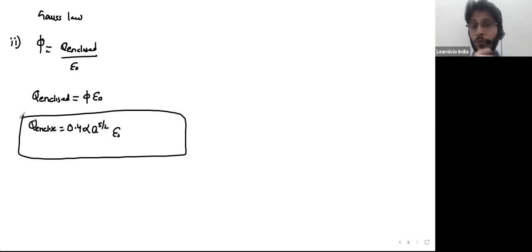So always remember, if you have a cube and you're supposed to calculate flux, then divide this cube into 6 faces, calculate flux due to each of the individual faces, and then add them up. This is for the cube. Just note it down, then we will move on to the next question. Sir, done. Okay, good.